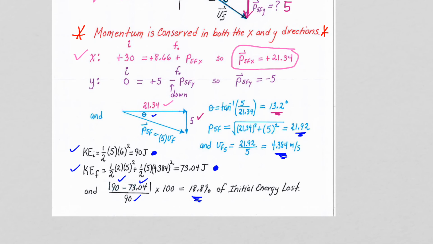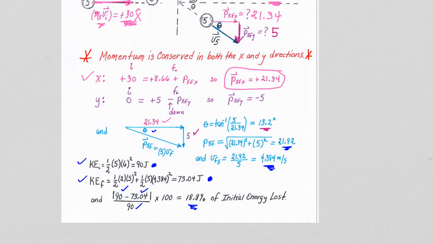And the only thing we have to be a little careful with is when we classify our collisions as elastic and inelastic, that there certainly will be some gray area. What do I mean by some gray area? Well, what if instead of kinetic energy final being 73.04, it had been 89.9? So technically, 89.9 is not 90, it's inelastic. But that's pretty darn elastic.